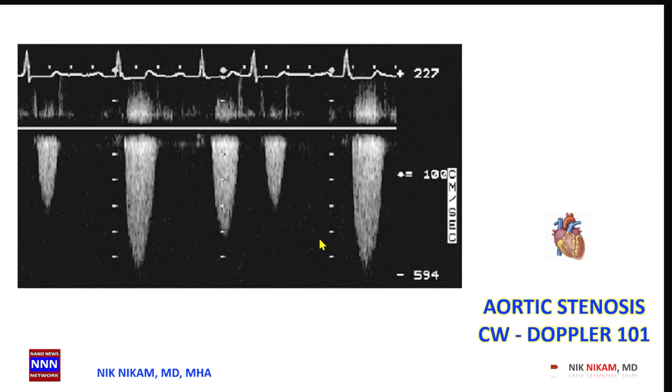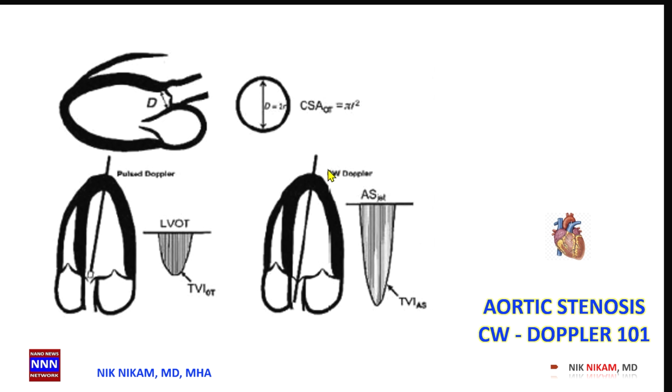If you have a patient with atrial fibrillation, it is not uncommon to see the gradient changing from beat to beat. In that case, you may have to average 8 to 10 beats to get the average mean gradient across the aortic valve.